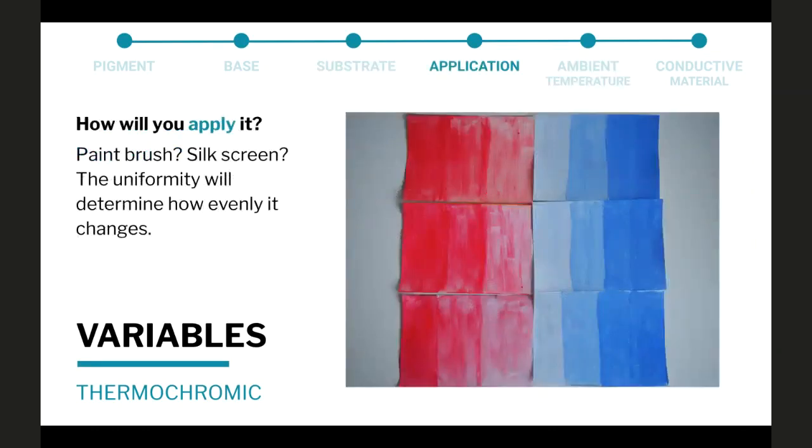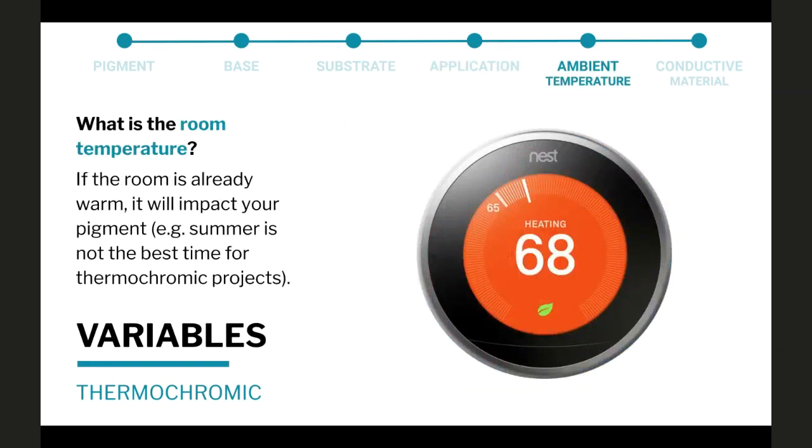The application, so how you apply it will also determine the uniformity of how it changes. So if you apply it with a silk screen, you're going to have a much more uniform change than you would if you have a paintbrush. The room temperature, or just the ambient temperature, is going to impact how quickly your pigment changes.